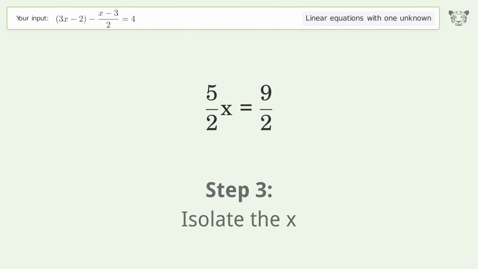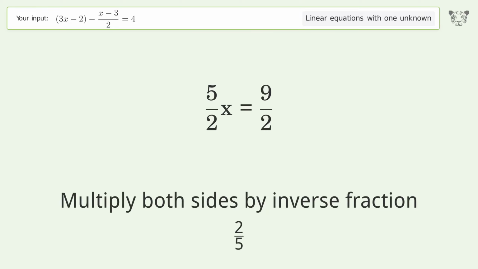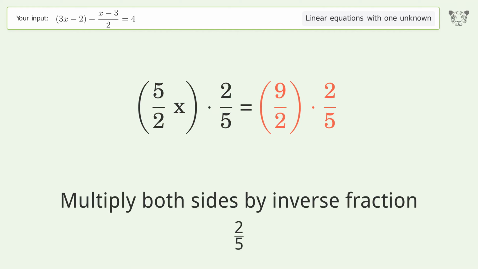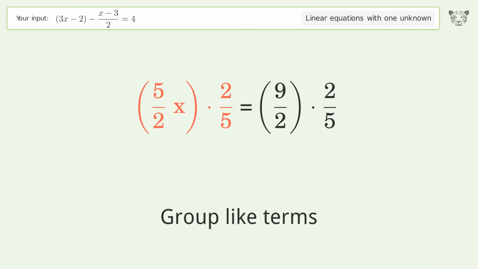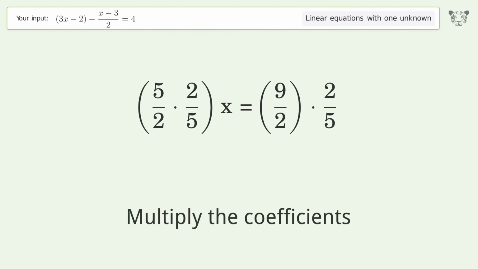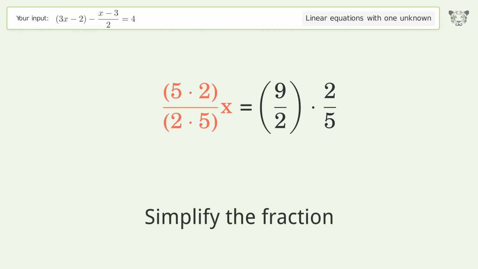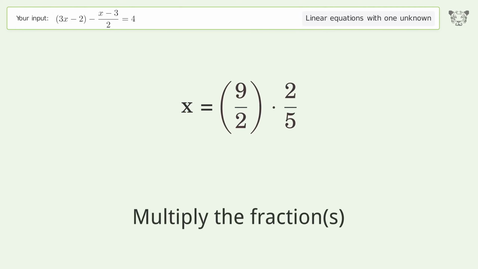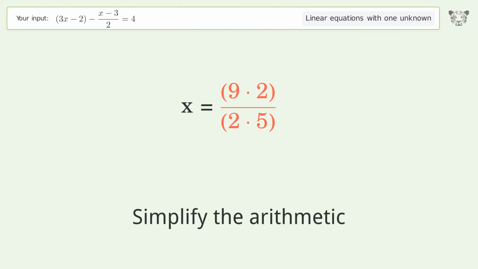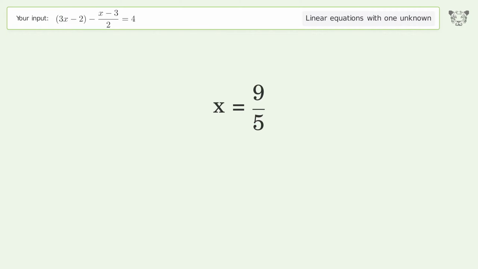Isolate the x. Multiply both sides by inverse fraction 2/5. Group like terms. Multiply the coefficients. Simplify the fraction. Multiply the fractions. Simplify the arithmetic. And so the final result is x equals 9/5.